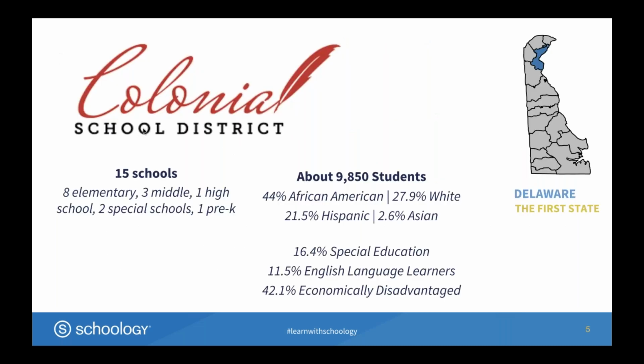Let me tell you a little bit about Colonial. Colonial School District is located in the northern part of the state of Delaware. It's a densely populated area. We have 15 schools with about 10,000 students. It's 9,850 to be exact. We are a Title I district. We have 8 elementaries, 3 middle, 1 high school, 2 special schools, and 1 pre-K.